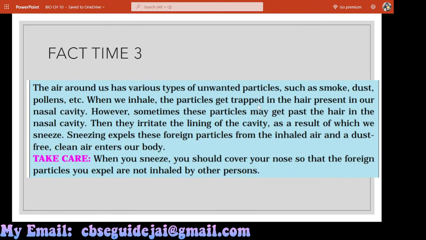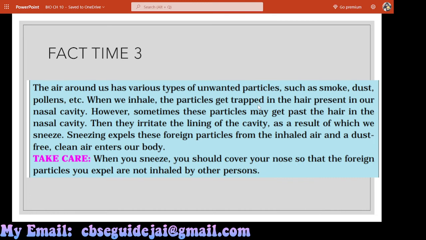So this is the fact time part 3. The air around us has unwanted particles. When we inhale, the particles get trapped in our nostrils, and some may get past the hair in the nasal cavity. They may irritate the lining of the cavity, which makes us sneeze. Sneezing expels these foreign particles from the inhaled air, and dust-free clean air enters our body.